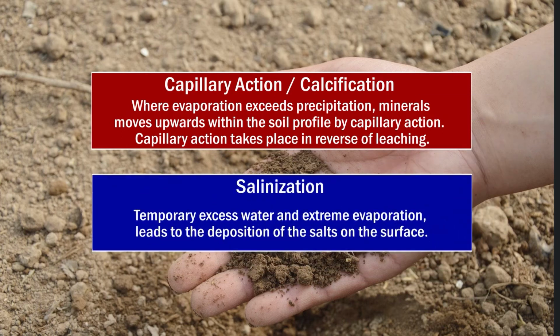Then there is salinization, which means whenever there is temporary excess water on the fields or on the soil and extreme evaporation is taking place, it leads to the deposition of salts on the surface. It generally happens at those places where irrigation is being carried out without a proper drainage system. So, when irrigation is done and there is no drainage, the excess water gets accumulated on the surface and salinization of the soils takes place. The problem is acute in various regions of the country.